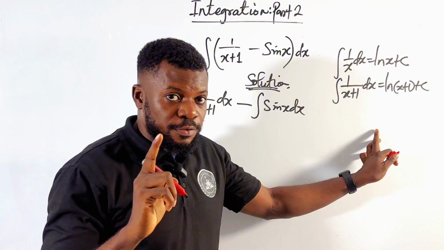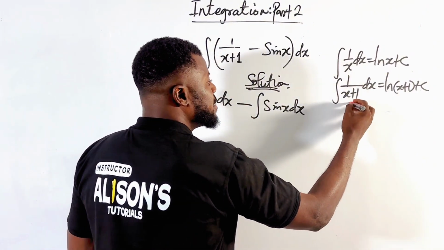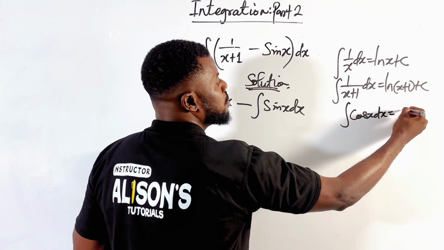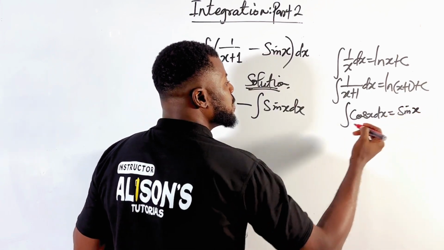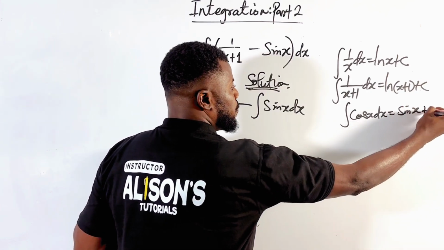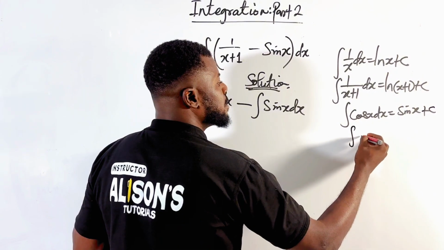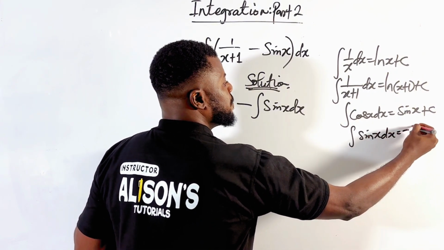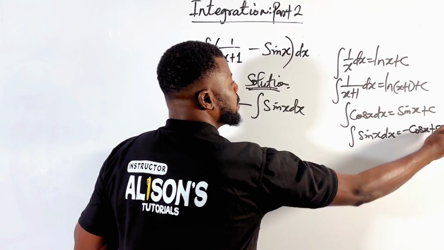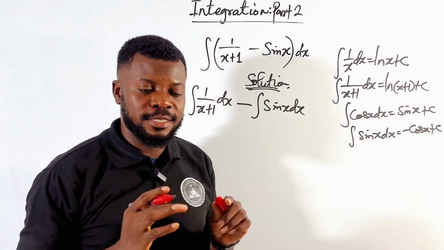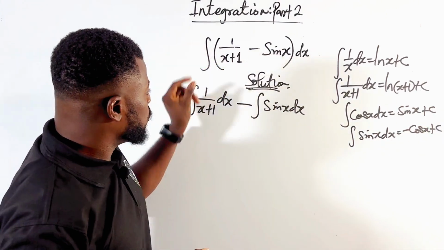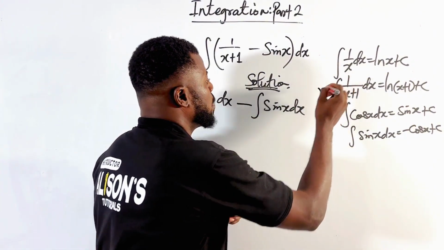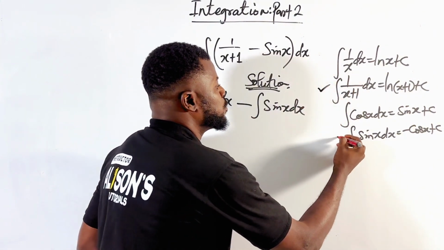So that is one formula. Secondly, if you integrate cos x with respect to x, it will give you sine x plus c, don't forget that. What if you integrate sine x? My brother and sister, it will give you negative cos x plus c. That is the second formula. For this question, where you get 1 over x plus 1, we will use the first one, and where you get sine x, we will use this one.